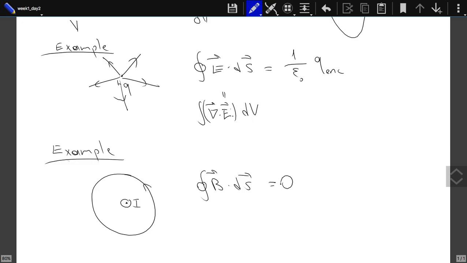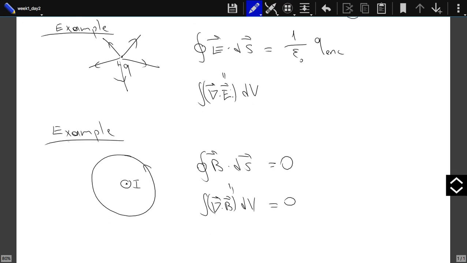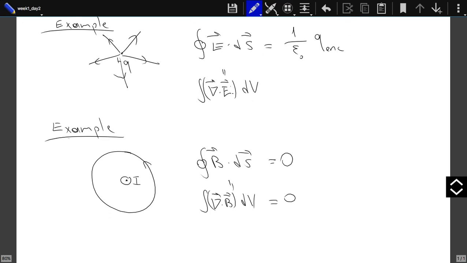In a sense, it makes sense because we said that the divergence is kind of the source of the field lines. Well, there is no source of field lines. There is no single point from which the field lines are coming out. So this is equal to the divergence of B evaluated on the volume. This is equal to 0. So we already have one of the differential forms of one of Maxwell's equations. So this should be 0, whatever the volume is.